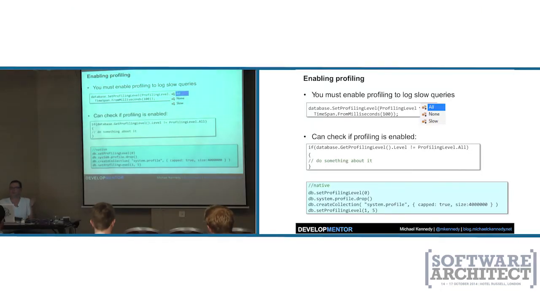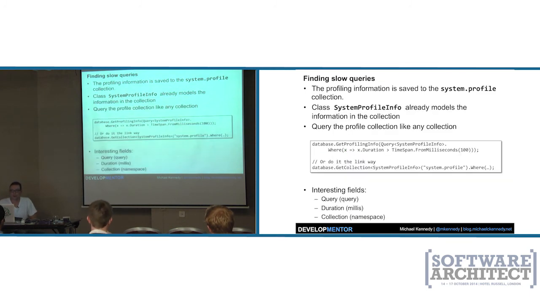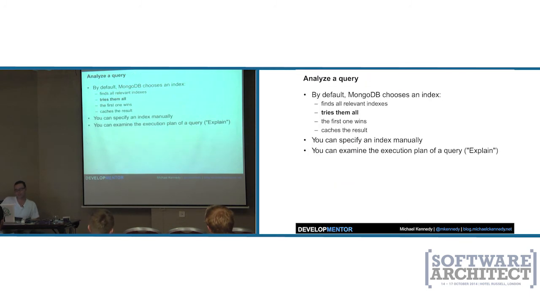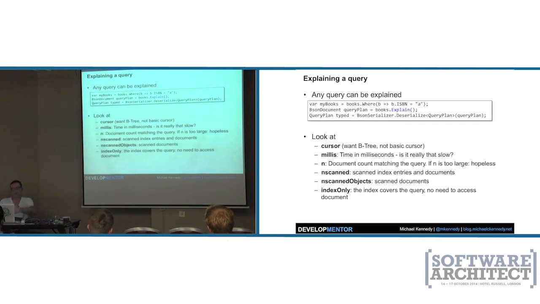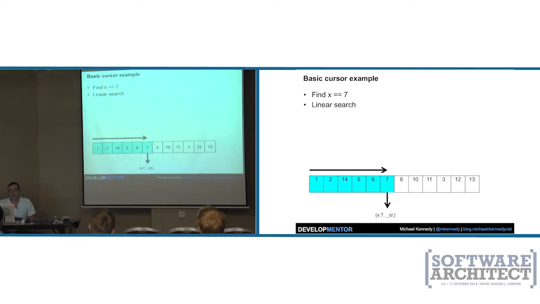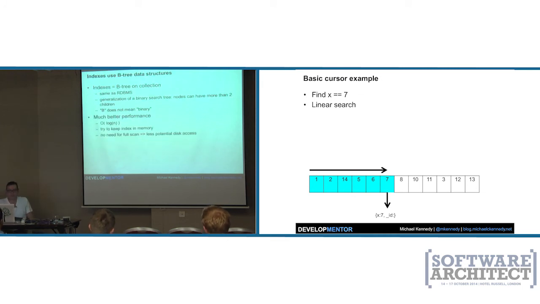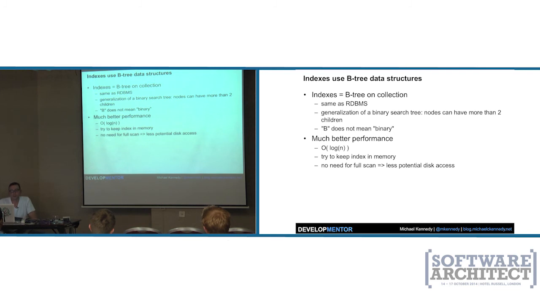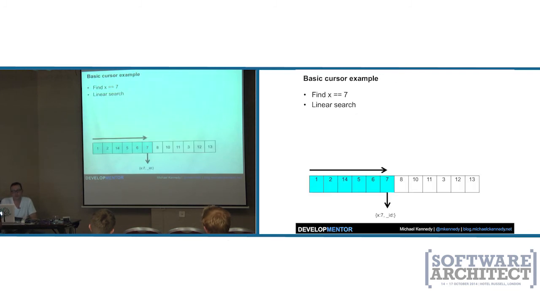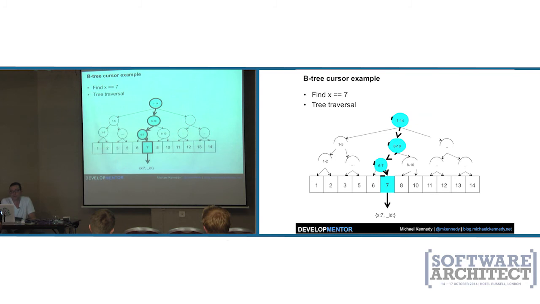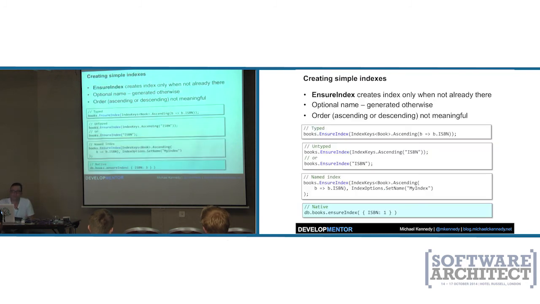Make sense? All right, so I'll just flip through this. You can download the slides, but it basically says you can explain these queries. You can look at the cursor they're using and how long it took. If it's a basic cursor, that means you read along the whole disk. That's bad. If you want a B-tree cursor, you get much better performance. It kind of looks like this: O(log n) versus O(n) or something like that.